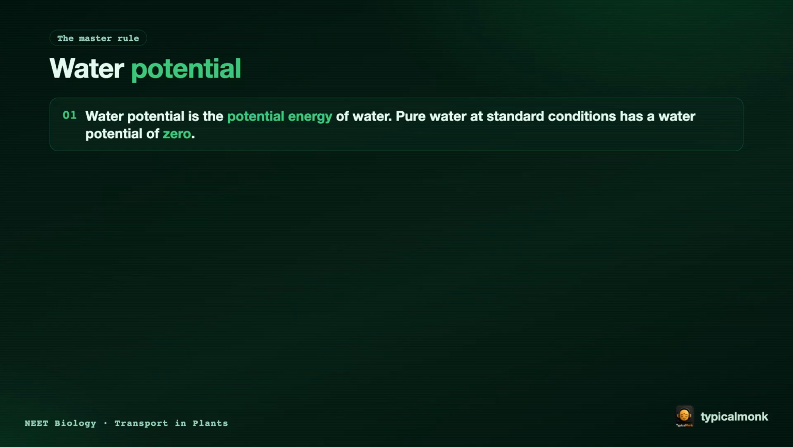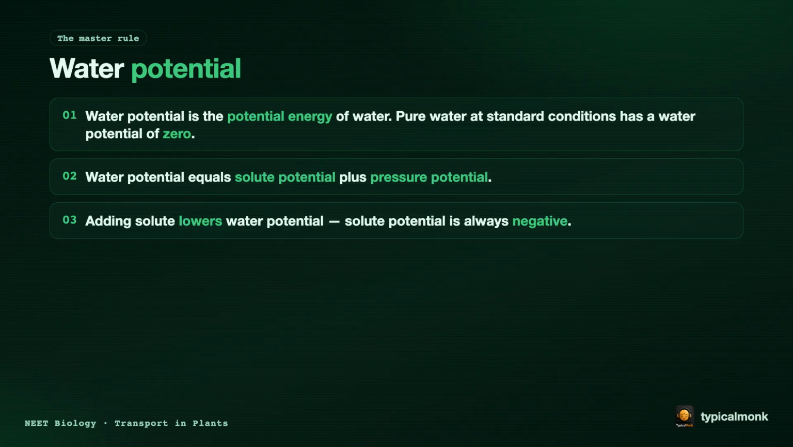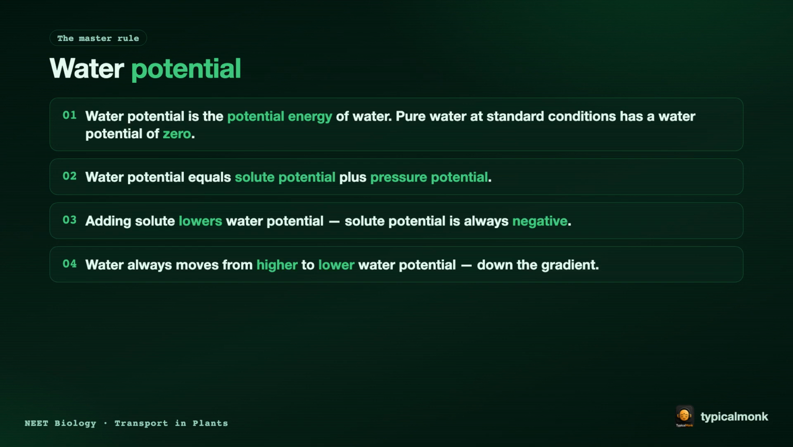First, the master rule of water movement. Water potential is the potential energy of water. Pure water, under standard conditions, has a water potential of 0. Water potential equals solute potential plus pressure potential. Adding solute lowers water potential. Solute potential is always negative. Water always moves from higher water potential to lower, that is, down the gradient.